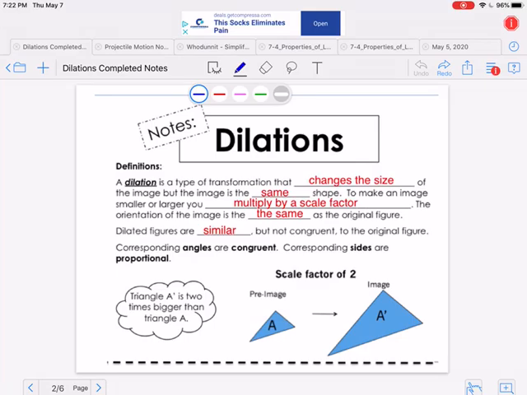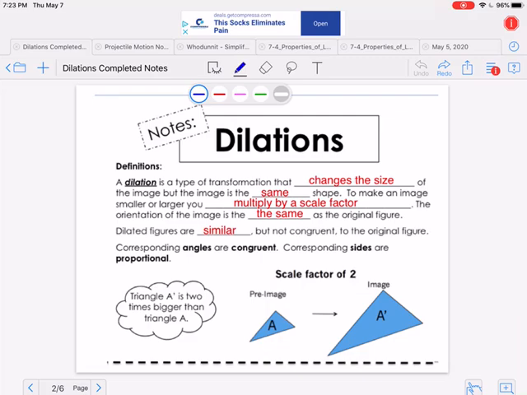Okay, so the last transformation we're going to talk about is a little bit different than the first three. The first three were called rigid transformations because they did not change the size or shape of the image that we were either reflecting, rotating, or translating. Everything stayed the same size. Nothing got bigger or smaller, and nothing changed shape.